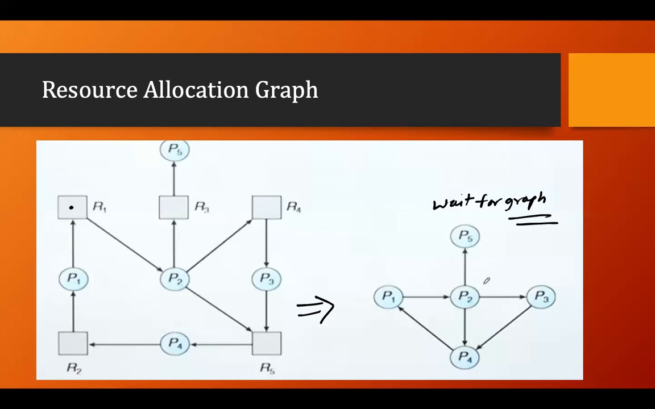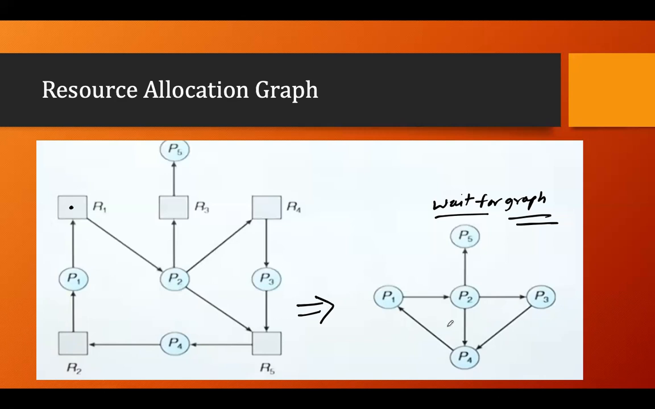This is also a type of resource allocation graph, but here we don't have the resources, only the processes are the edges here. So this particular graph has a different name, that is called wait for graph. This particular graph has the resource as well as the process, that's why it is called resource allocation graph. So this resource allocation graph could be converted into wait for graph in this way.